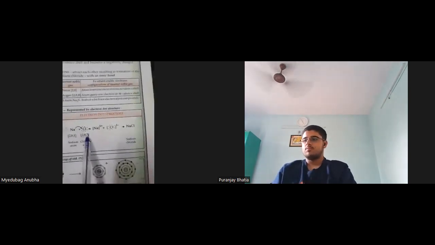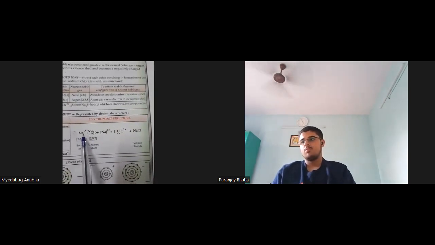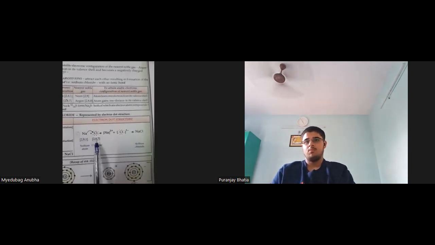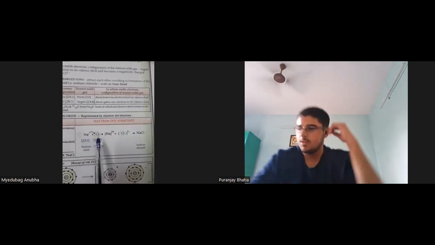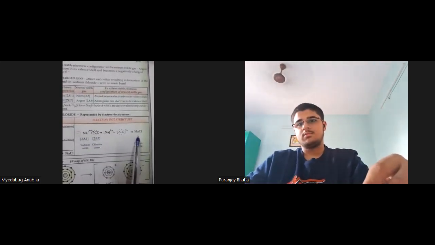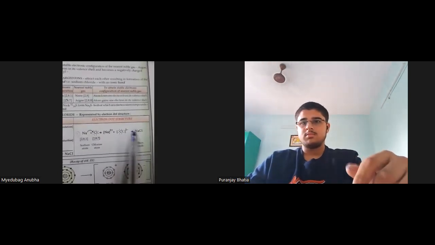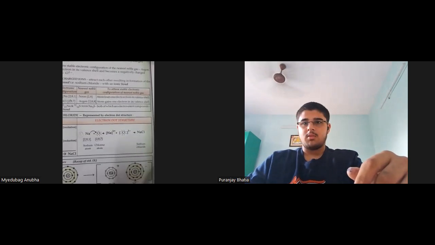If you are showing it with the help of the electron dot structure, we have to draw only the valence shell. So the valence electron is just 1 here, and the valence electron is just 7 here. So 1 and 7, one will be giving and the other accepting, and that is the resultant NaCl. Why is it NaCl? Why are we not writing the charges here? Because the charges get cancelled, the plus 1 and the minus 1.